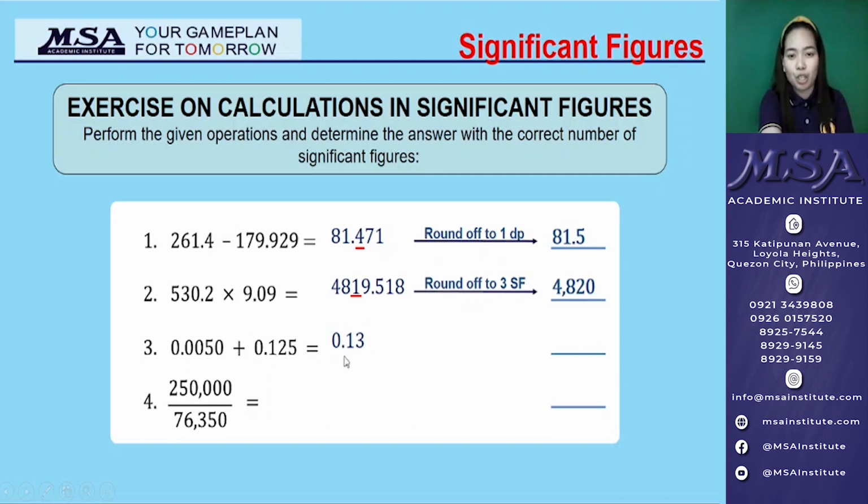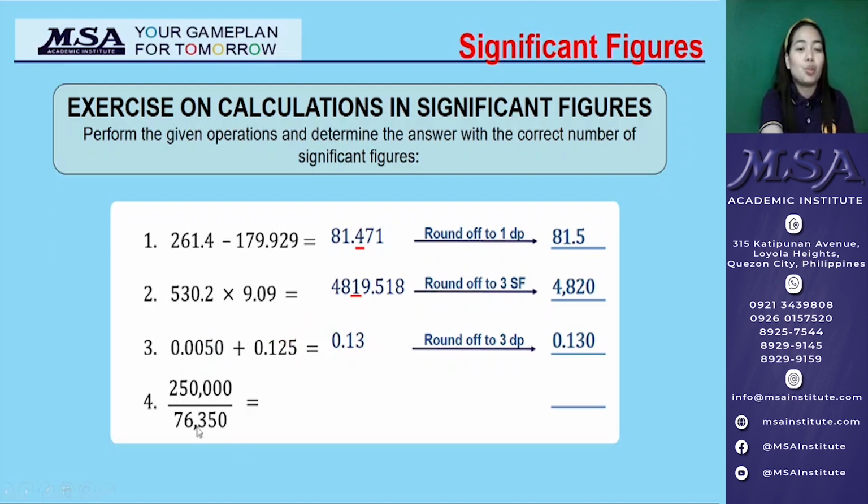Okay, next one, we have 0.0050 plus 0.125. It will give us an answer of 0.13. Now, let's consider the decimal places. It has 4 decimal places. It has 3 decimal places. This answer has 2 decimal places only. Now, how can we round this one up to 3 decimal places? We can just add a 0. Remember that trailing zeros are significant, so we can just add 0 here.